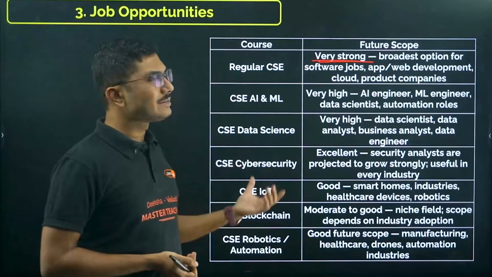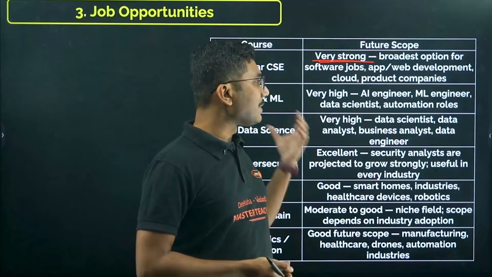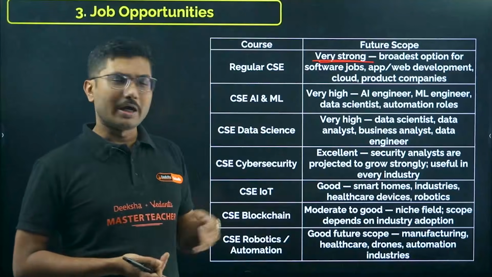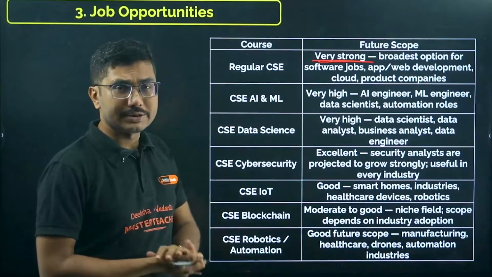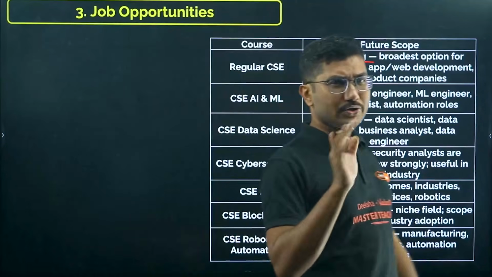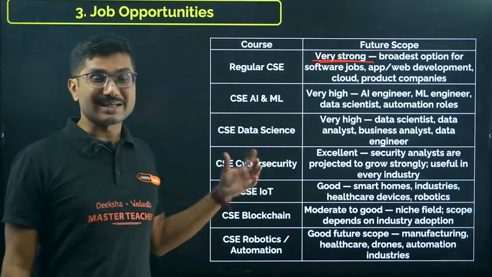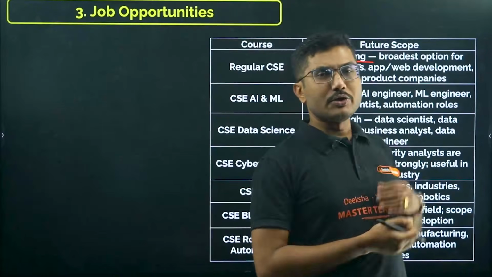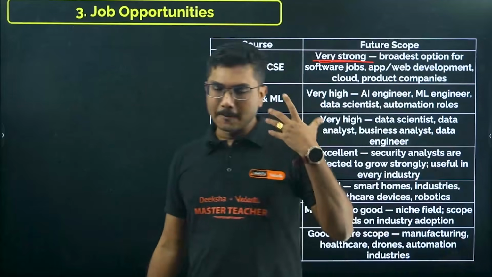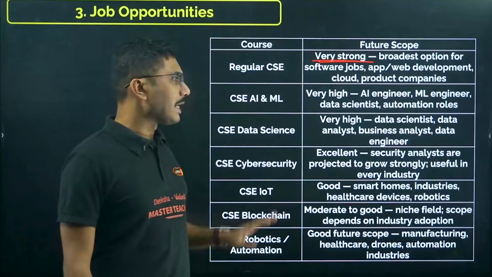Second is data science. Data science is also very high. Data scientist, data analyst, business analyst, data engineer. Data science and business analyst is another branch which we are not covering in this session. Only one or two colleges offer that. So computer science in data science and business management, basically where it is more business focused. So you are developing software which will particularly cater to certain businesses. Okay, that is the main thing.